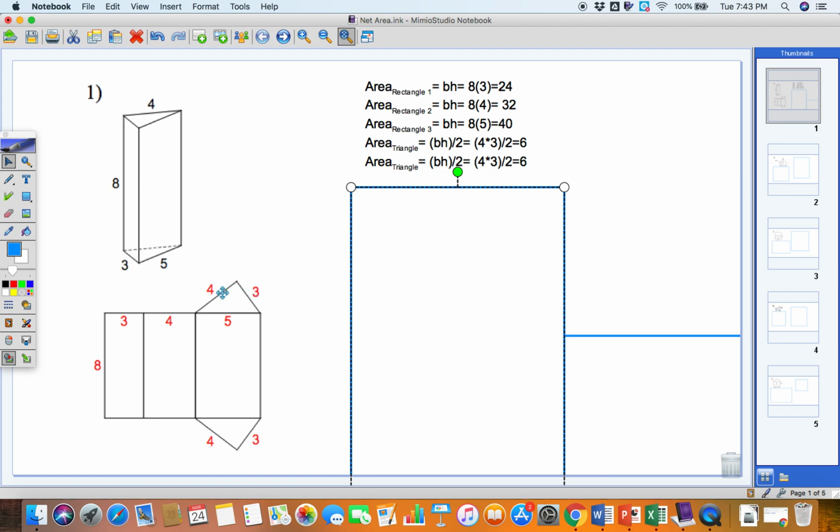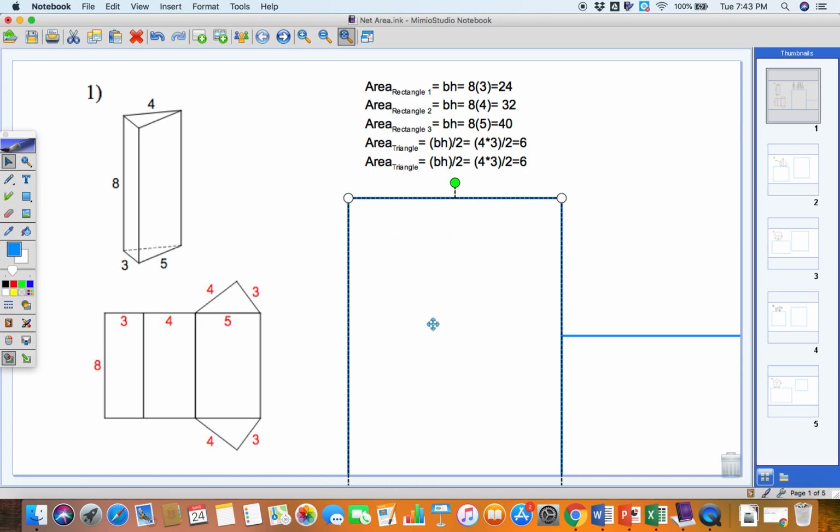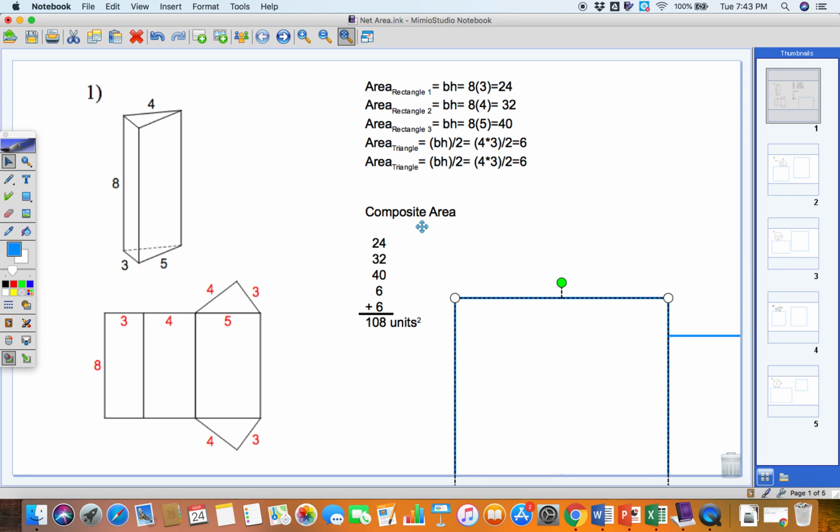angle. So 3 is the base and 4 is the height, because remember, bases of triangles must be perpendicular. So to find the area of a triangle, it's base times height divided by 2. So 4 times 3 divided by 2, which is 6. And then since these two triangles are exactly the same, the two area formulas are exactly the same, so they're both 6. So then to find the composite area, we're going to add up all 5 areas from each shape, or each area. So 24 plus 32 plus 40 plus 6 plus 6 is 108 units.